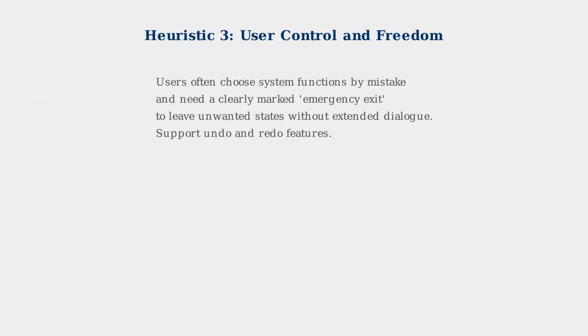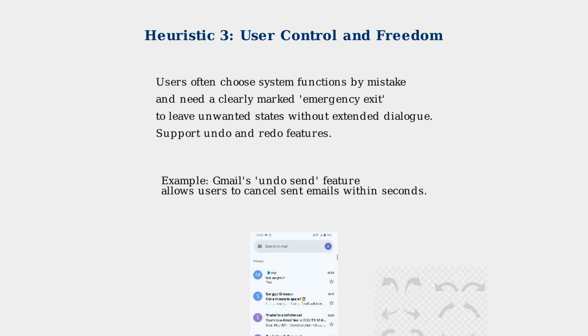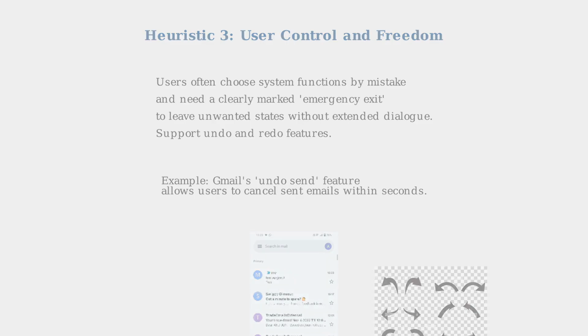Heuristic 3 emphasizes user control and freedom. Users often select system functions by mistake and need a clearly marked emergency exit to leave unwanted states without going through lengthy dialogues. Interfaces should support undo and redo features. For example, Gmail's undo send feature lets users cancel emails sent within seconds, preventing costly mistakes.